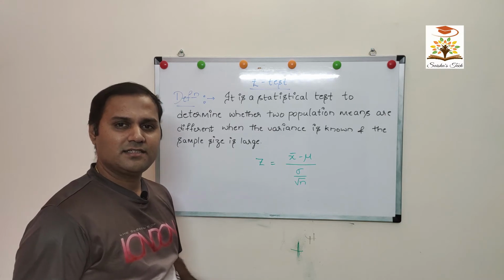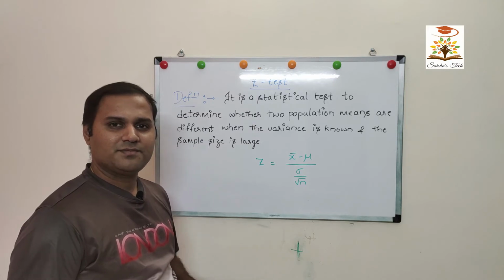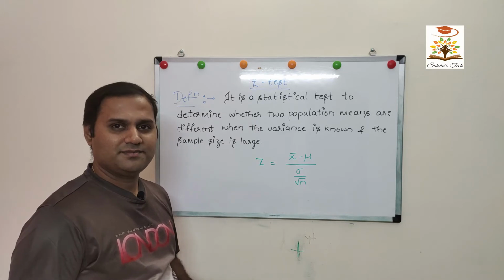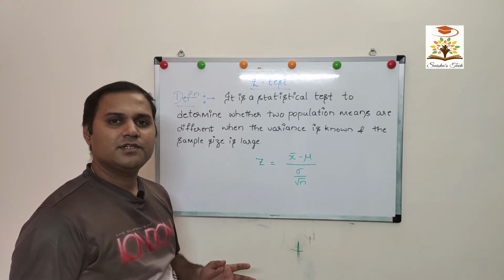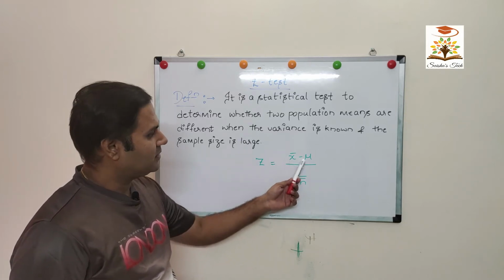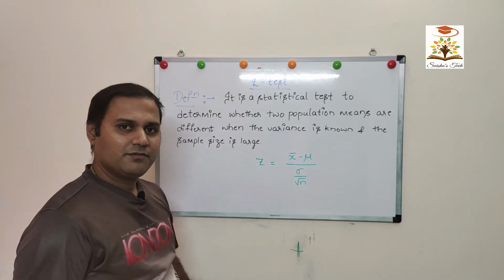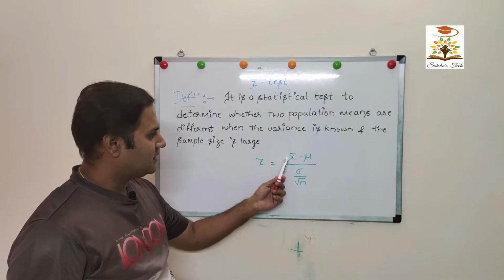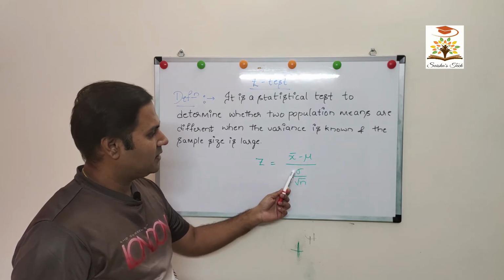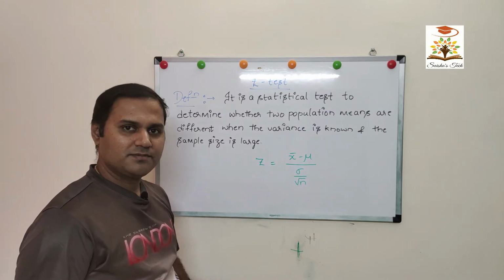Z-test is a statistical test which helps us to determine whether the two population means are different when we know the variance and the sample size is large. The formula which we use to calculate the Z statistic is x bar minus mu divided by sigma upon root n, where x bar represents the sample mean, mu represents population mean, sigma represents standard deviation of the population, n represents number of samples.